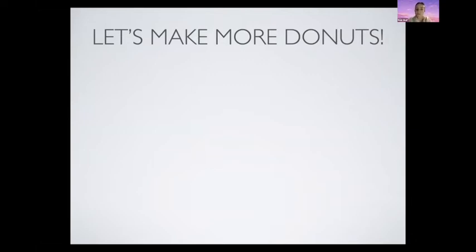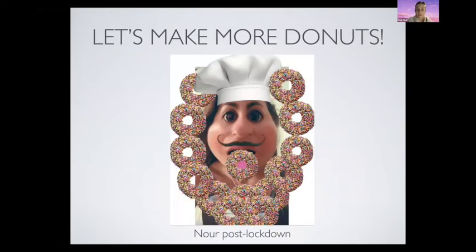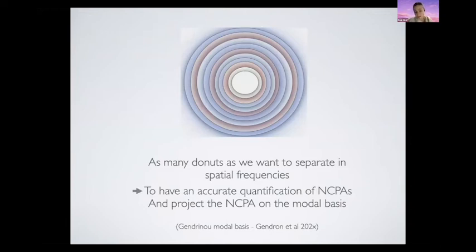So how far can we do that? I gave you an example with two donuts. Can we go even further by making even more donuts? This is how I got quite excited during the lockdown. Basically we can have as many donuts as we want to separate in spatial frequencies, within, of course, some limits of linearities. So this is a way to have an accurate quantification of NCPAs and project NCPAs on basically your favorite model basis. For me, my favorite one is by far the Drwho model basis, and the paper is in progress by Drwho et al. 20-something.